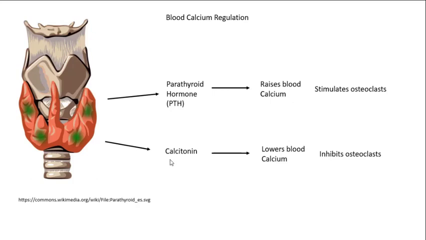The other hormone that's important comes from the thyroid gland itself. There are cells in the thyroid gland called C cells that secrete the hormone calcitonin. Calcitonin has the opposite effect of parathyroid hormone. So it lowers blood calcium by inhibiting the osteoclast. So just the opposite effect there.